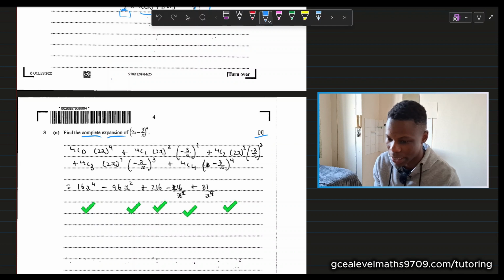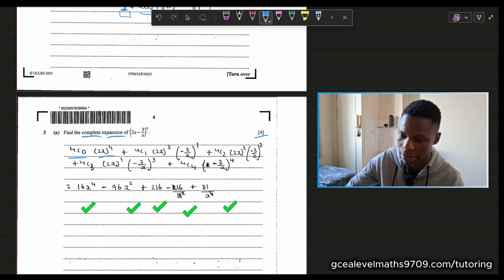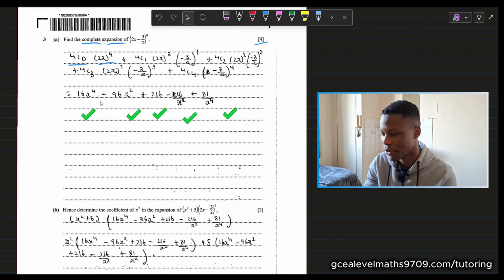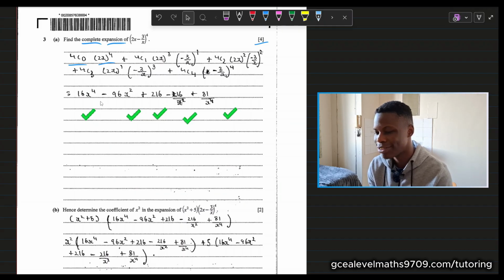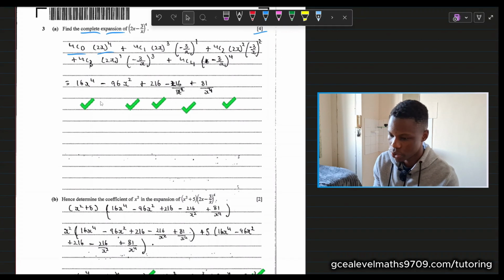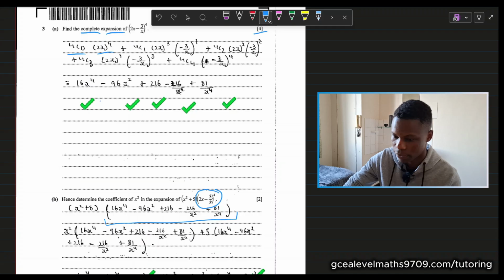So yeah, they substituted into the binomial expansion formula, simplified the coefficients, and ended up with the correct full expansion. Then part B was hence determine the coefficient of x squared in the expansion of that times that. So for this one, it is a bit tricky, but given that you actually have the full expansion, it shouldn't have been that difficult. Because what you do is you replace this bracket here with its full expansion, and they did that. So fair play.